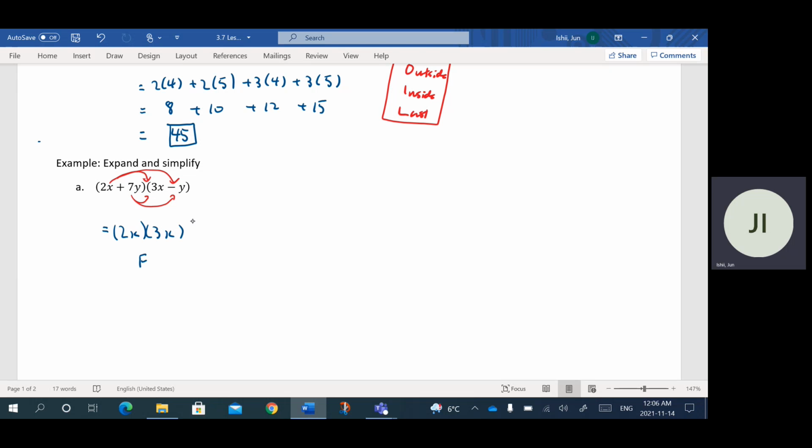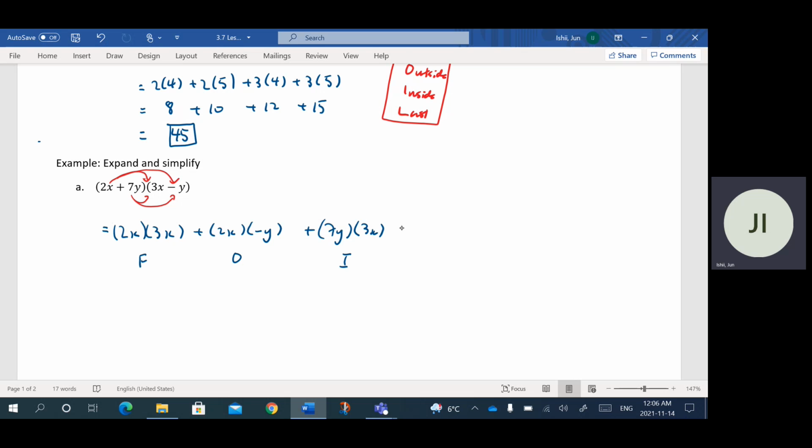Then I'm going to go 2x times negative y. So also make sure you include the sign, right? So the 2x and the negative y. So this is my outside terms. And to that, I'm going to add the inside, so 7y times 3x. Those were my inside terms, right? So inside of the 4.